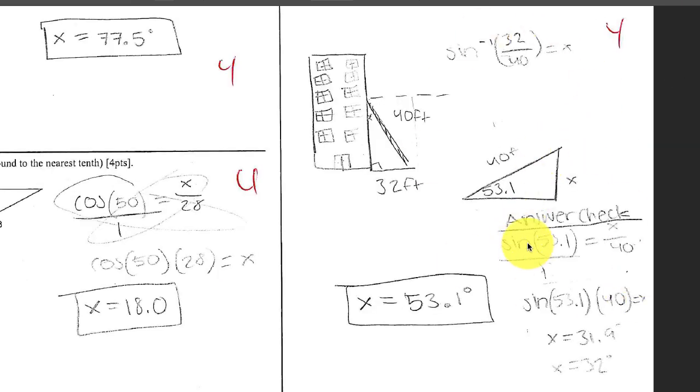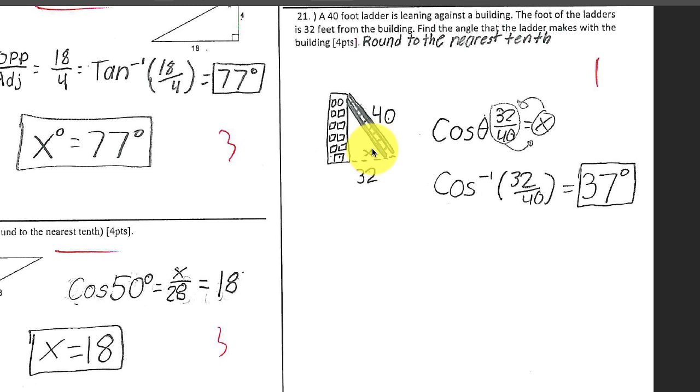Wow, look at this one. I just wanted to show you. The student found the answer, and then they used it to double check their answer to show that you get 32 feet. That's great. Here's a 1-pointer. Again, they put the X at the ground. It says with the building.